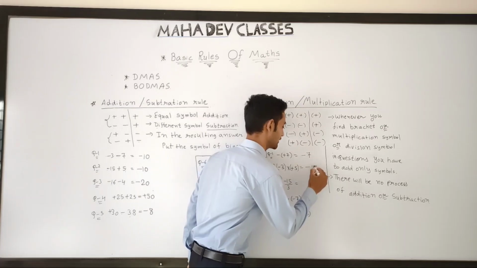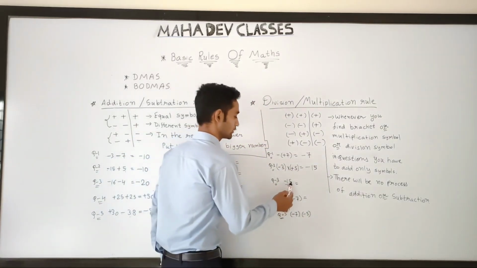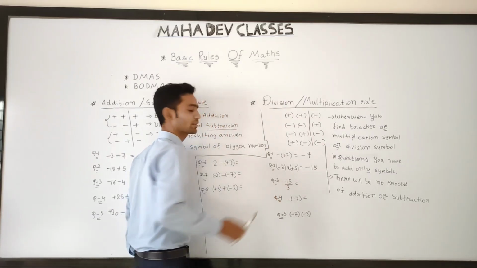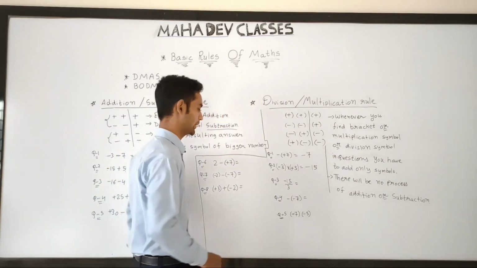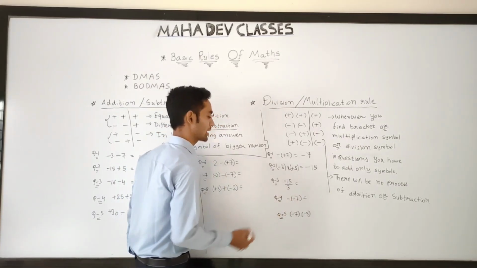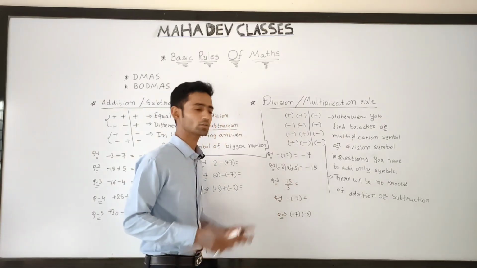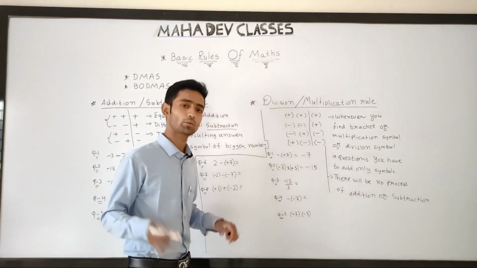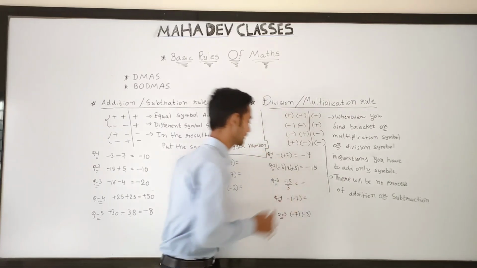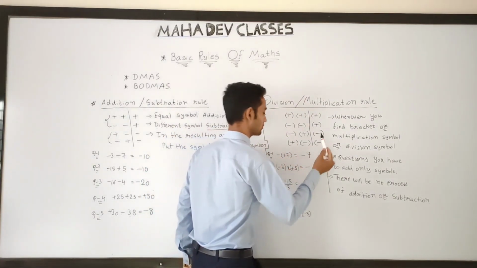So 3 fives are 15. So this is our answer. Similarly, now the relation between this 15 and 3 is division. This 15 is having a minus symbol and this 3 is having a plus symbol. So plus minus or minus plus, you will get minus. Like this: minus plus minus, plus minus minus.